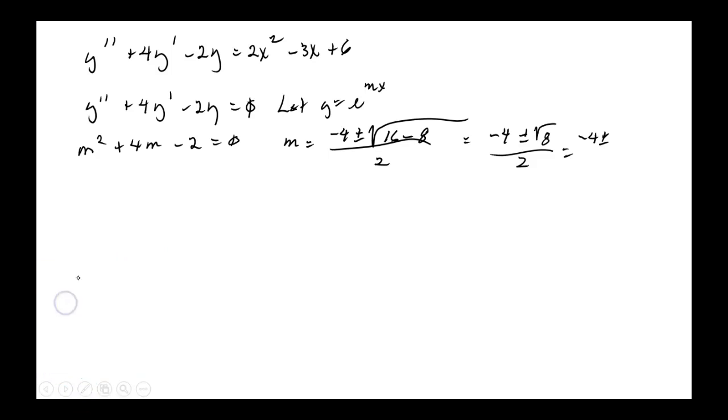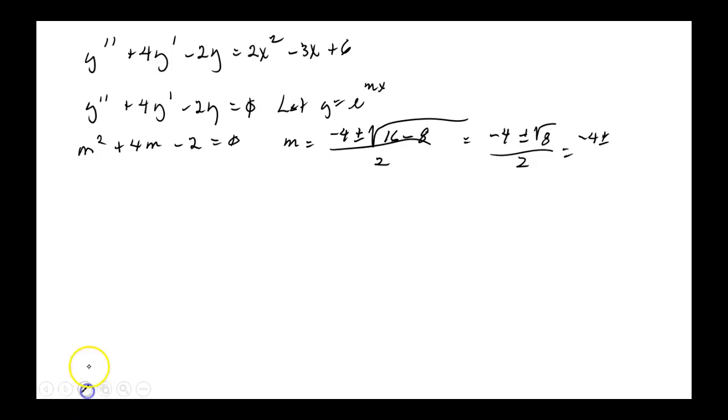My pen just decided to go out on me. 2 root... goodness gracious, this thing is aggravating. So I got -2 plus or minus root 2, 2 root 2 over 2, which you're absolutely right, minus 2. Okay, so it's minus 2 plus or minus 2 root 2. I mean root 2.